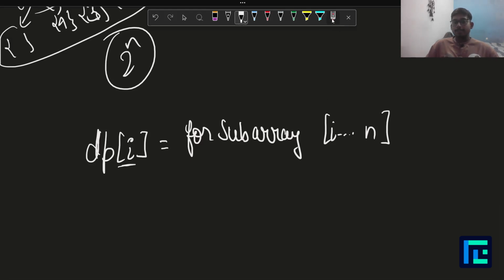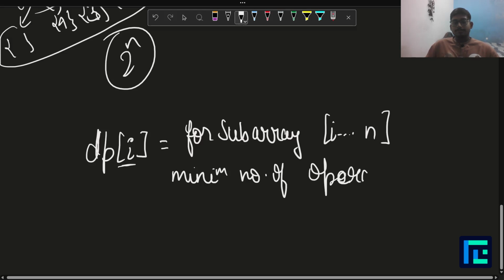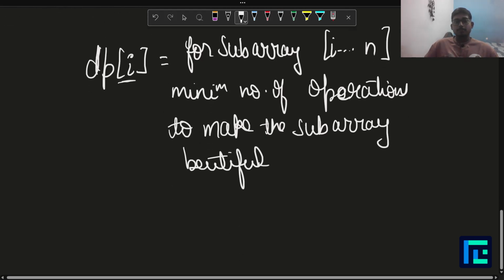So that means for the subarray from I to n, what's my answer? That's what the DP state is. And what's my answer? That means the minimum number of operations to make this subarray, this sequence, beautiful. Okay, this is my DP state, you can say.